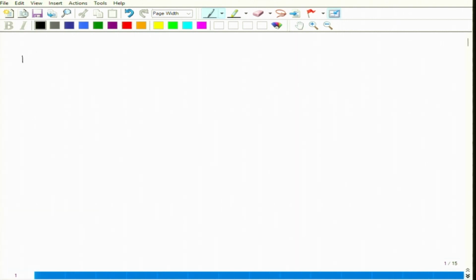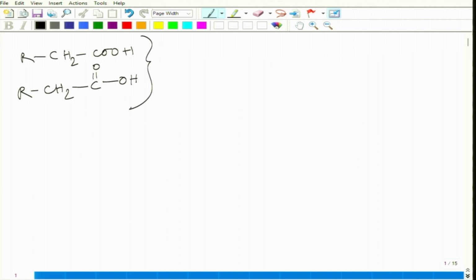So, in decarboxylation, let us consider some group R and this is some carboxylic acid. How is it written? C double bond O and OH. So, what will be its corresponding sodium salt? The sodium salt can be written as C double bond O, and in place of OH, we will write ONa. This can also be written as O minus and Na plus, in the ionic form.